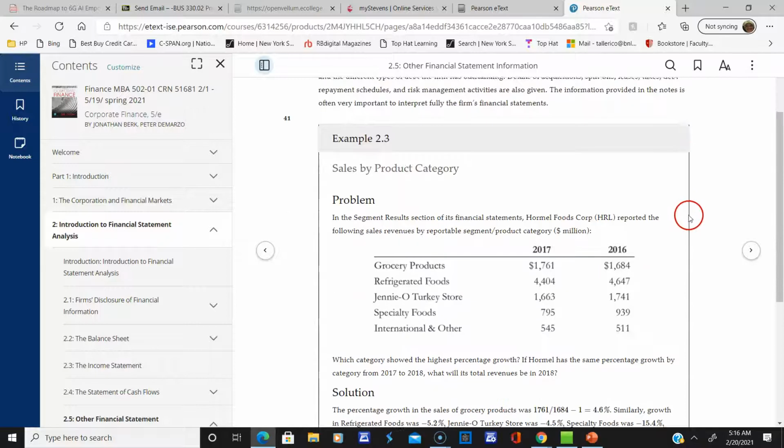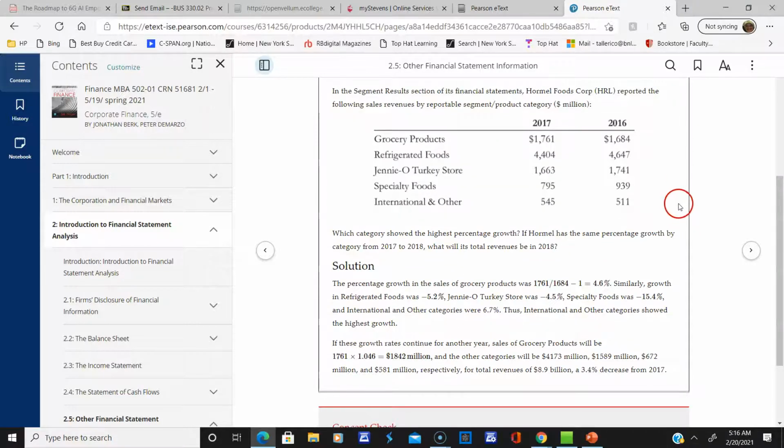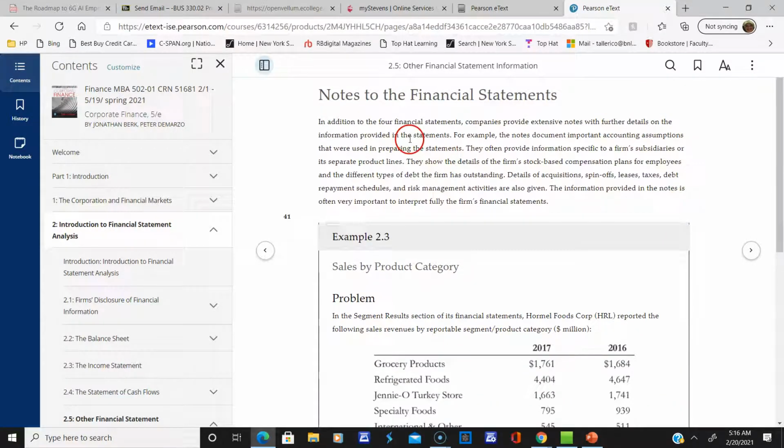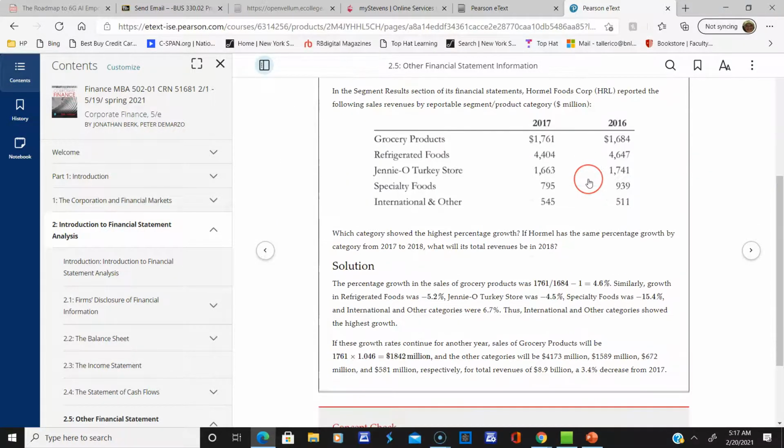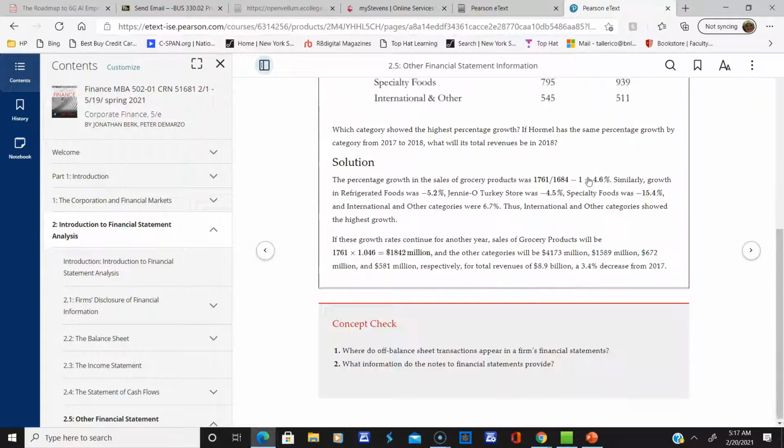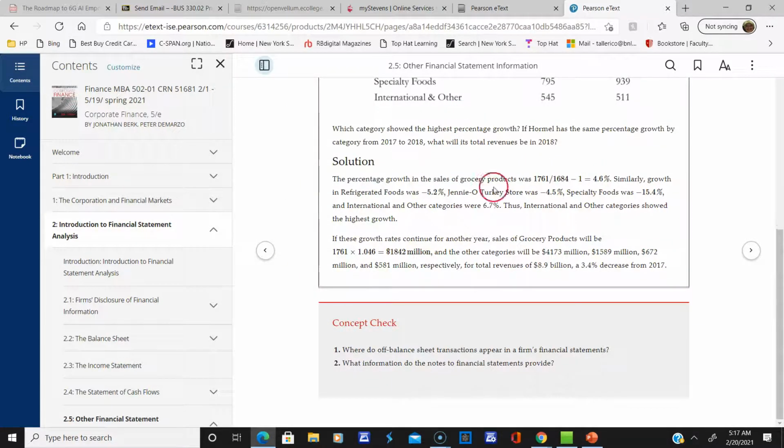All right, and then you'll find notes to financial statements, all right? So they'll put like little notes on the bottom about what's been going on, details of acquisitions, spin-offs, leases, taxes, etc. All right, so anyway, this is just a little thing about categories of sales and stuff.